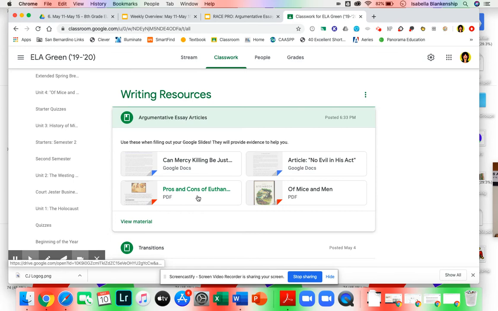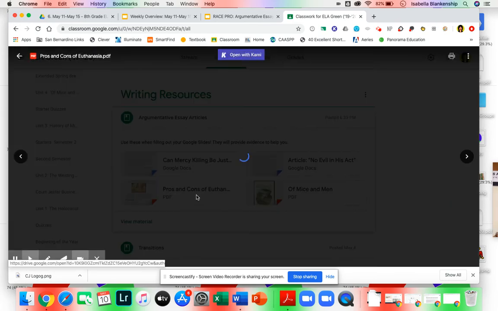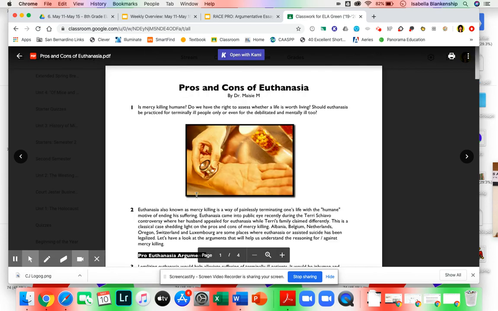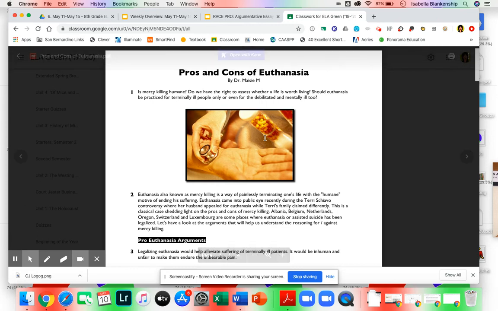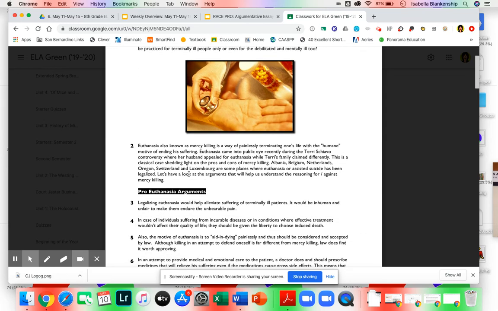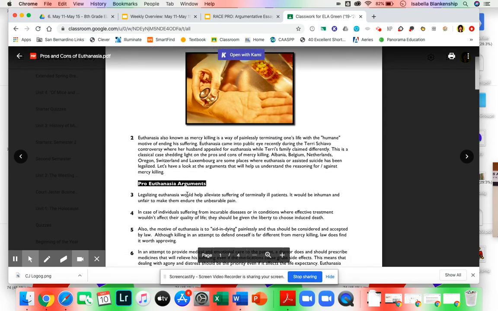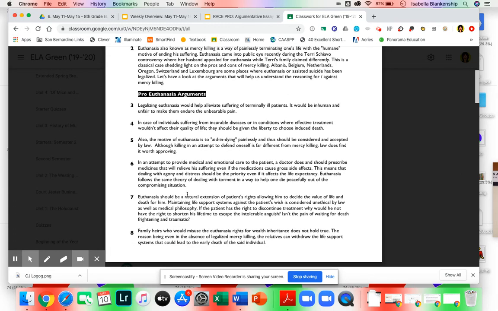The last article we read was Pros and Cons of Euthanasia, so I'm going to start there. When I open it and the assignment loads, I'm able to read through and find at least one sentence that I can use to support the reason that is stated at the beginning of this paragraph. So I know I'm going to be underneath pro-euthanasia because it's a pro paragraph that we're writing, and I know I'm talking about hospital bills.